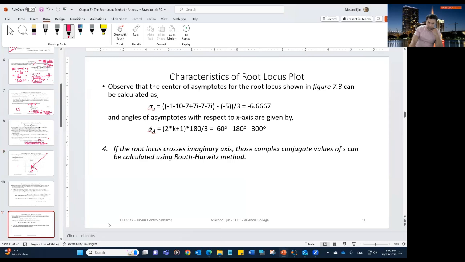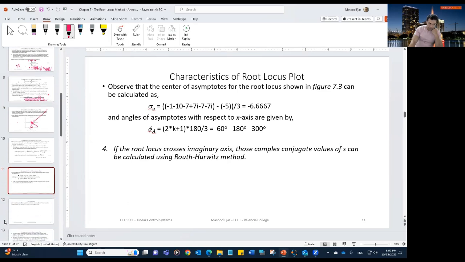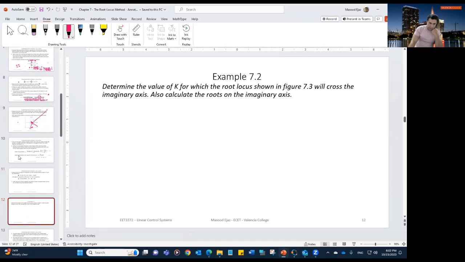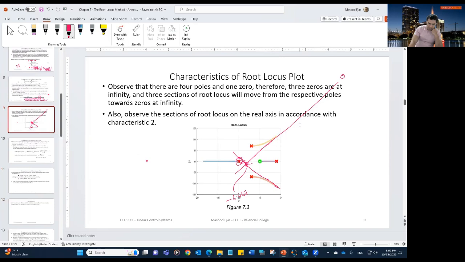If the root locus crosses the imaginary axis, those complex conjugate values of s can be calculated using Routh-Hurwitz's method, as we did in the third case of the Routh-Hurwitz. We can use that to calculate the imaginary values. However, when you plot this and extend it, you can easily read those values either from the graph or from your program, that these roots are crossing the imaginary axis, which is at 0.